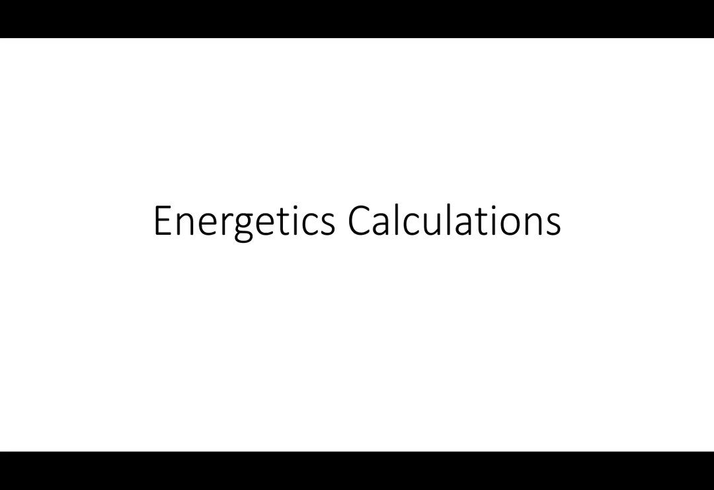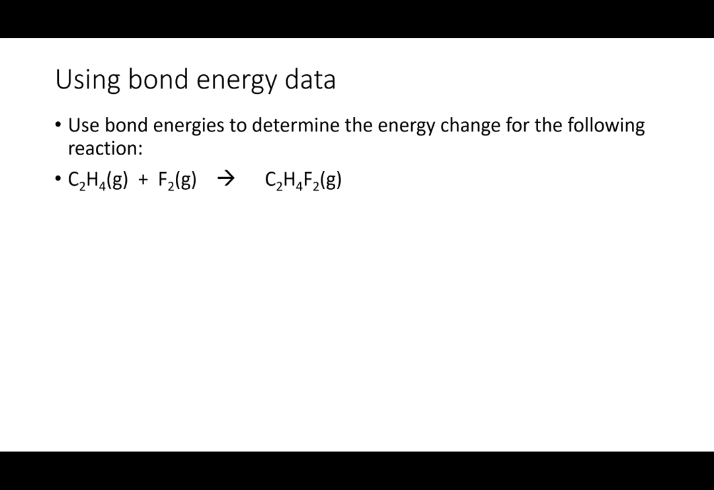Okay, we're going to look at some different types of energetics calculations. The first calculation we're going to have a look at is using bond energy data. For this one, we're going to have a look at this reaction. It's a reaction of ethene with fluorine to form difluoroethane.